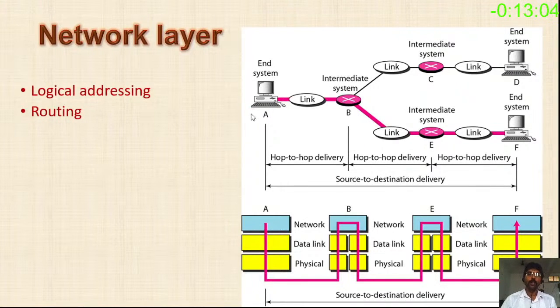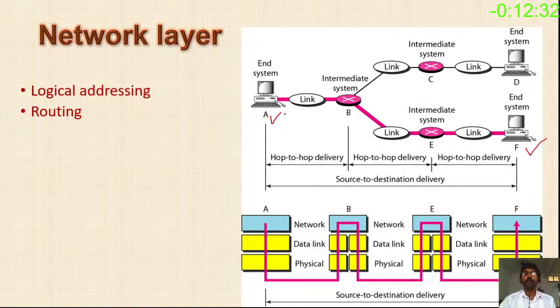Now, imagine we want to send some data from computer A to computer F. Now, how will it actually be done by the network layer? Before explaining about the network layer, first I will explain about the data link layer, how actually the transfer will be done.